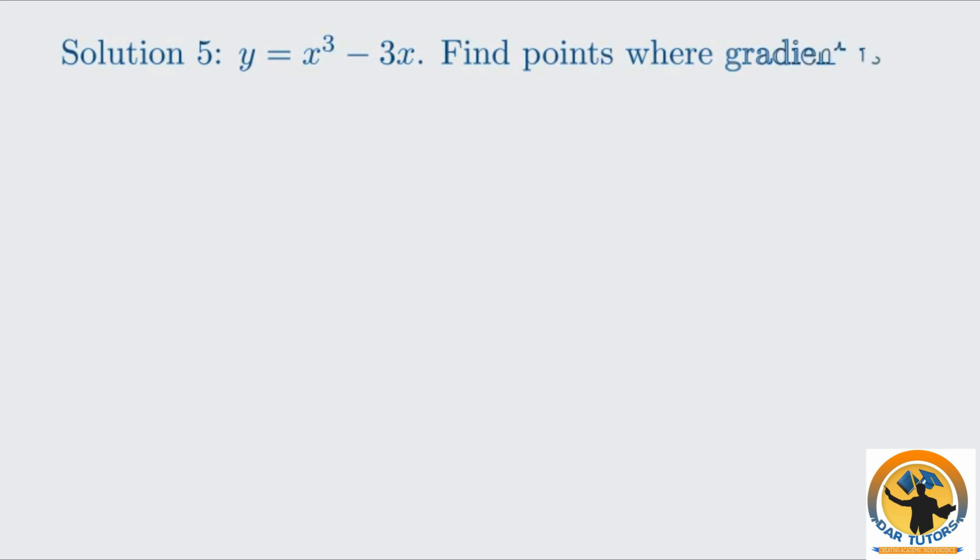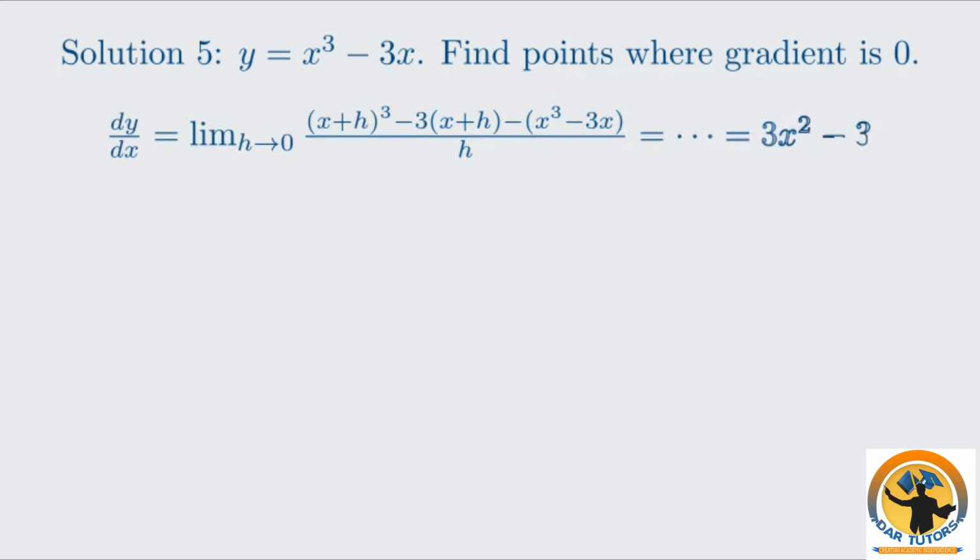Finally, here is the solution for question 5. We need to find the points where the tangent to y equals x cubed minus 3x has a gradient of 0. First, we need to find the derivative. Using the same method as in question 2, we find that the derivative, dy over dx, is 3x squared minus 3. The question states that the gradient is 0, so we set our derivative equal to 0. 3x squared minus 3 equals 0.